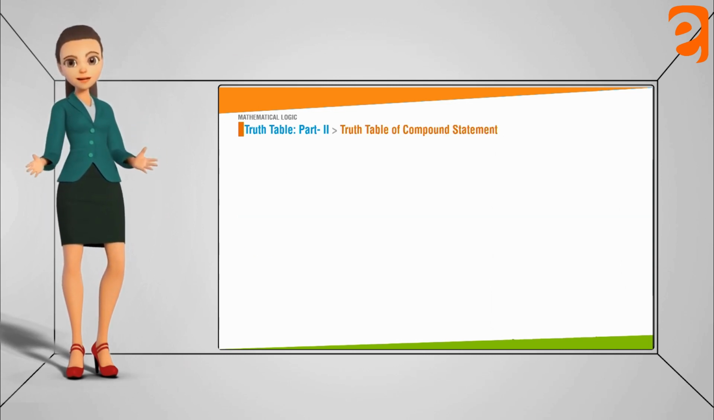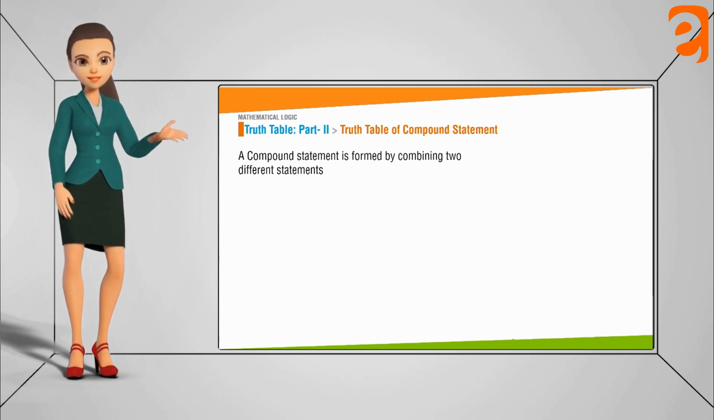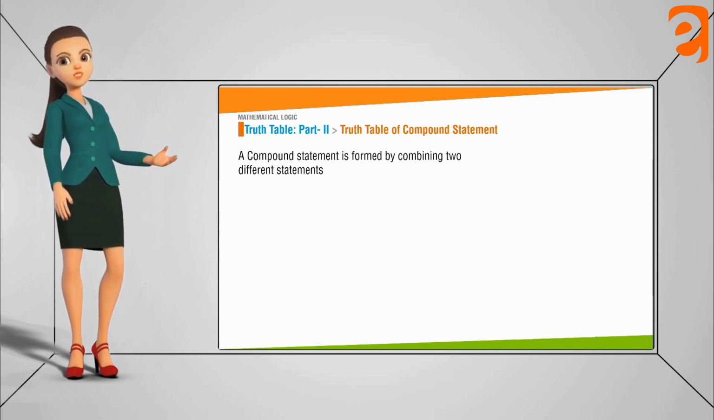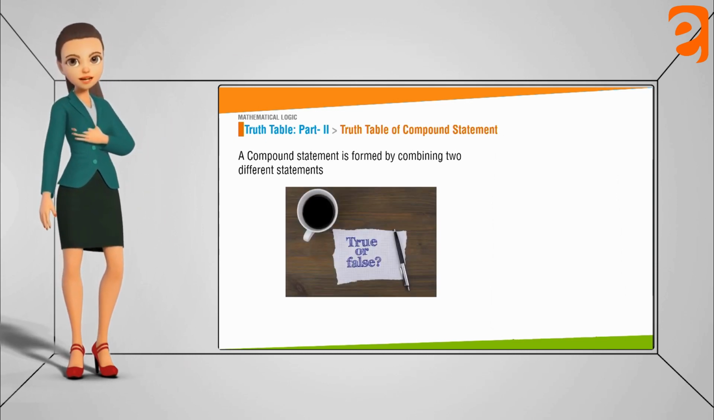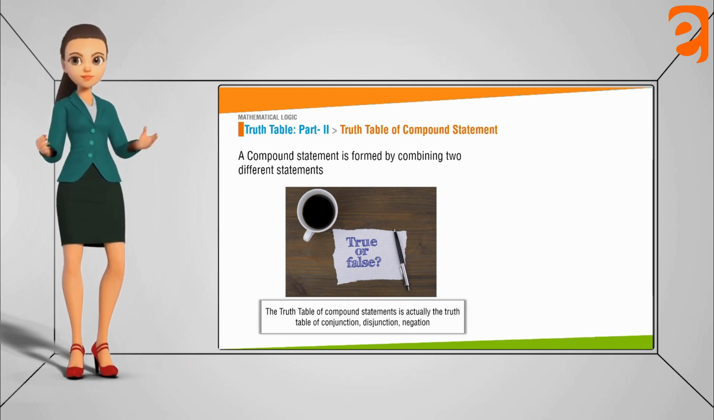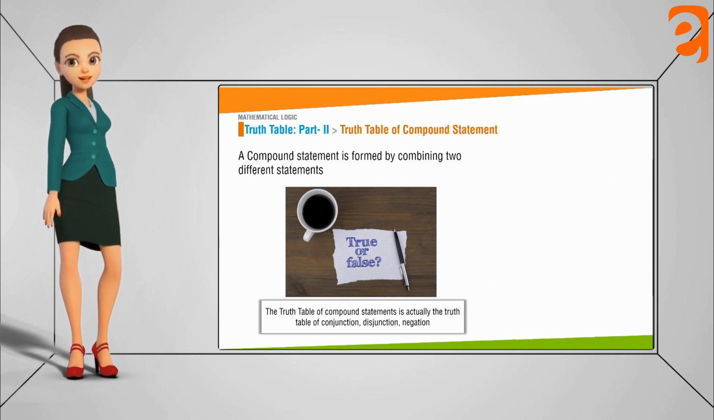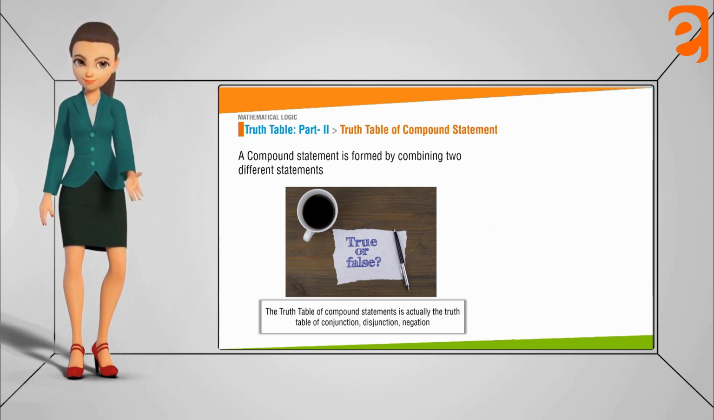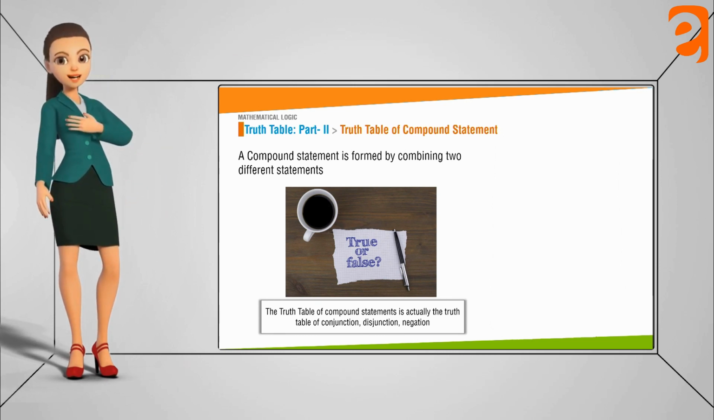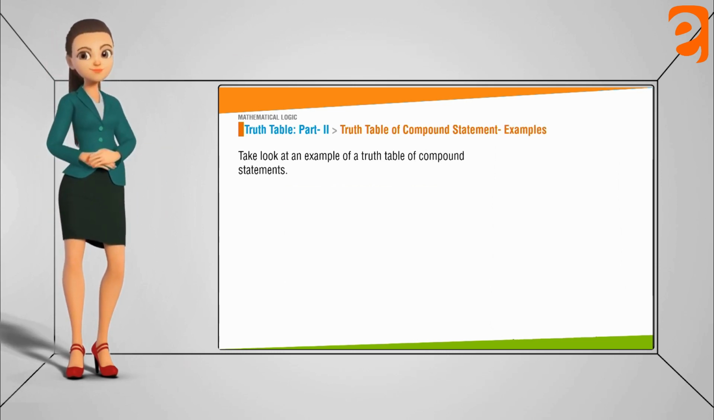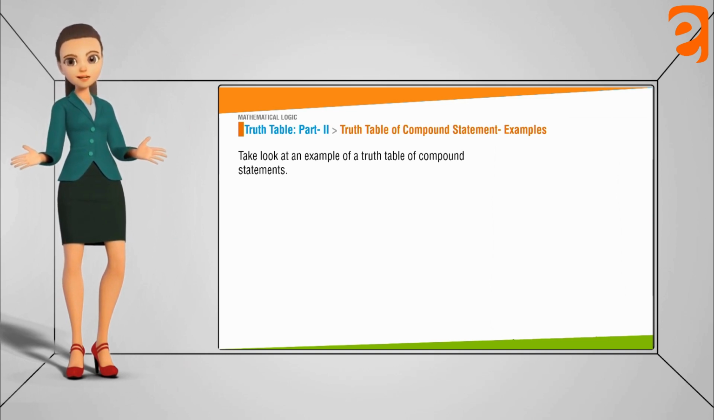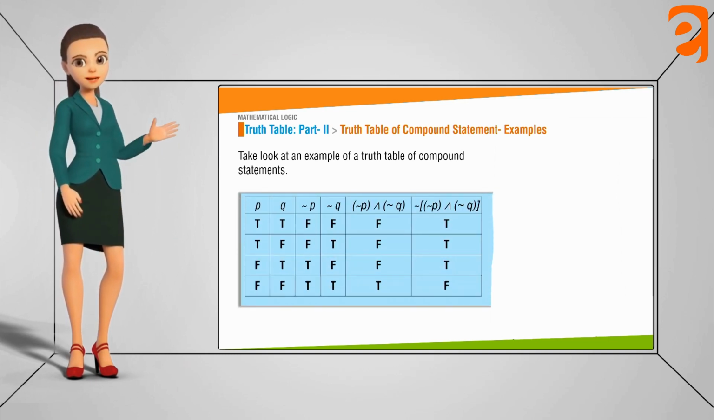So let's define the truth table for the compound statement. As we know, a truth table is the combination of different statements. So basically, the truth table for the compound statement is nothing but the truth table for conjunction, disjunction, and negation. Let's consider an example to understand the truth table for the compound statement.